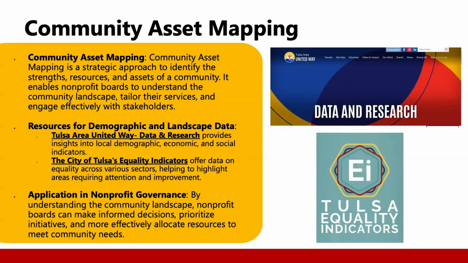Then there's the City of Tulsa's Equality Indicators, which offer data on equality across various sectors, highlighting areas that require attention and improvement. By understanding the community landscape, nonprofit boards can make informed decisions, prioritize initiatives, and more effectively allocate resources to meet community needs. At the end of the day, we want to help the community. We don't want to harm them.